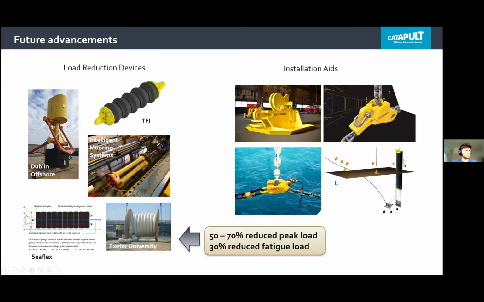And although a lot more qualification needs to go into these devices, there is a large potential for these in floating wind. And we've got new installation aids coming in, which could help with reduced installation costs, such as the tensioning devices you see here. And then this is the seat plate anchor device, which uses a suction pile to install a plate anchor, which the suction pile can then be reused by Intermoor. So there's many more future advancements, especially of these load reduction devices, that can bring down the cost of the mooring system.